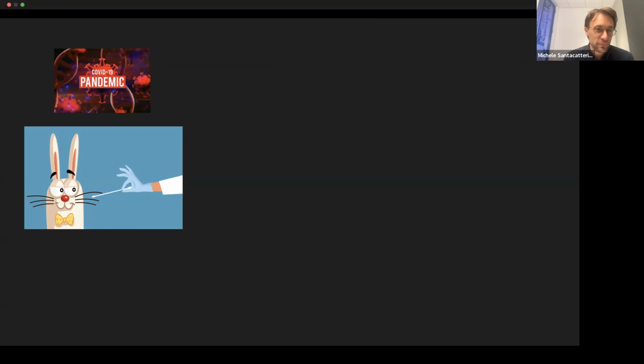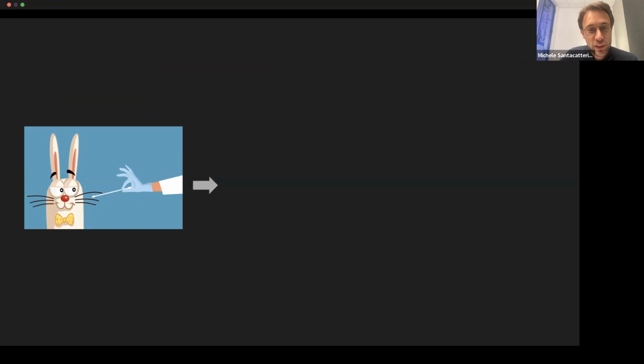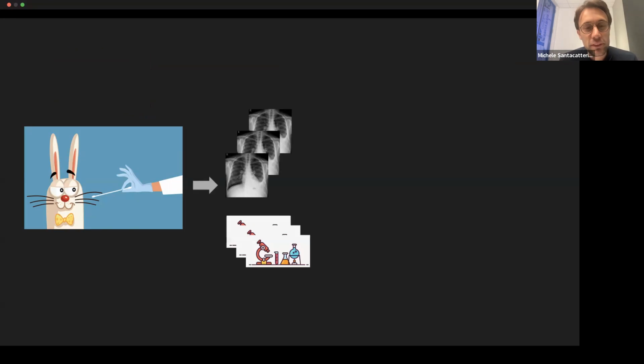So let's say that we're under this pandemic at the beginning, or even now, we have a bunny, which is our patient that goes to the hospital and gets tested, and the bunny turns out to be positive. So the next step would be for a medical doctor to collect some images and some information, among others, for example, X-ray images, lab values, and some other social and demographic data.